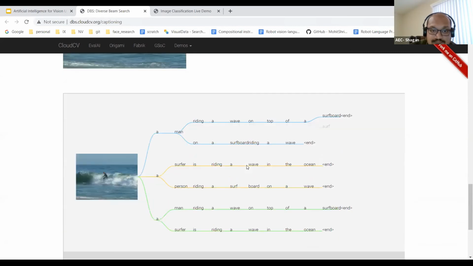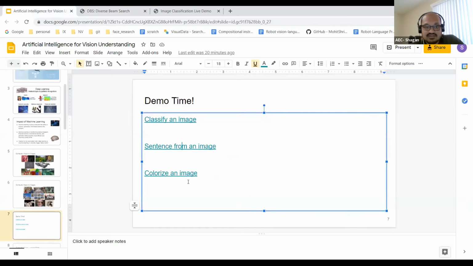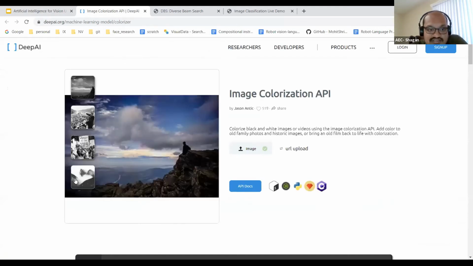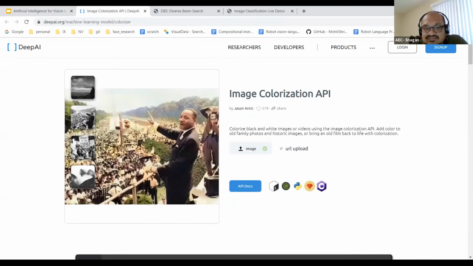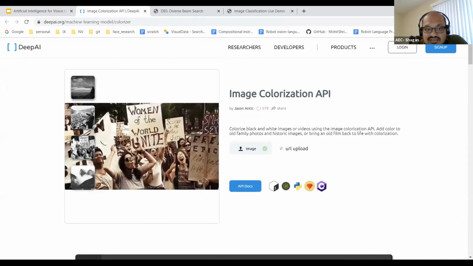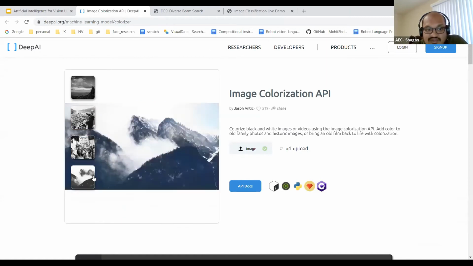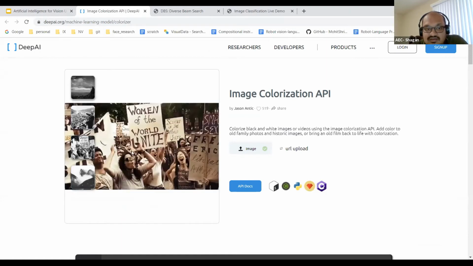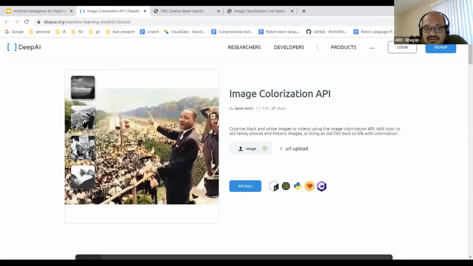Okay, let's go to another very neat example here. This is an example where you can actually colorize an image. You can see these are 4 examples that they had, and this is a black and white image, and it can color it based on the training it has seen.